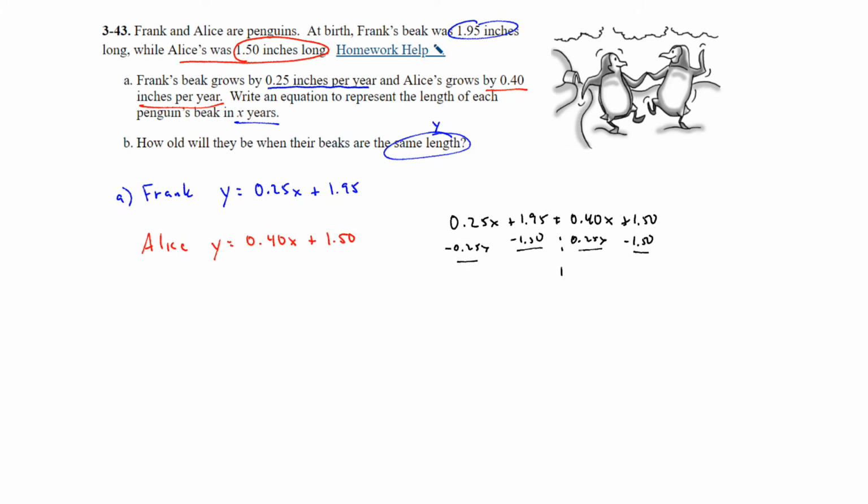This will leave me with 0.45, I'm sorry, get my decimal in the right place here. 0.45 is equal to, and this is a minus, so that's 0.15x. And then we can divide by 0.15, and x will be equal to 3. So how old will the penguins be when their beaks will be about the same length? And that will be 3 years old.